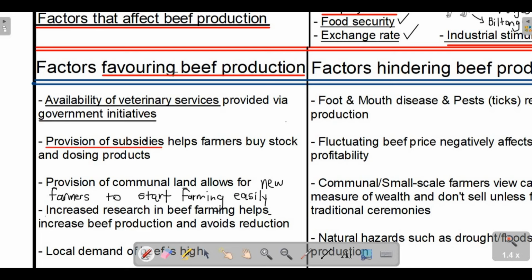Subsidies, these are your funds, okay, or money that is handed by government to the farmers, so that they can assist them to buy stock. Okay, in that way they can expand their enterprise, their companies, and also provide them with dosing products, medicine for the cattle to avoid diseases.